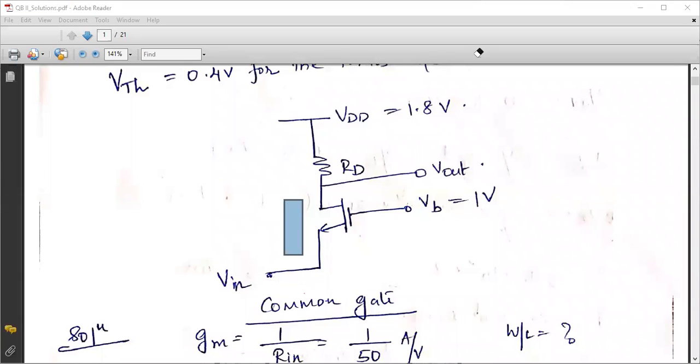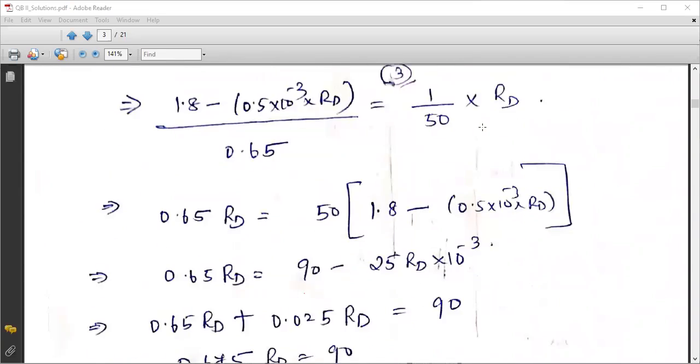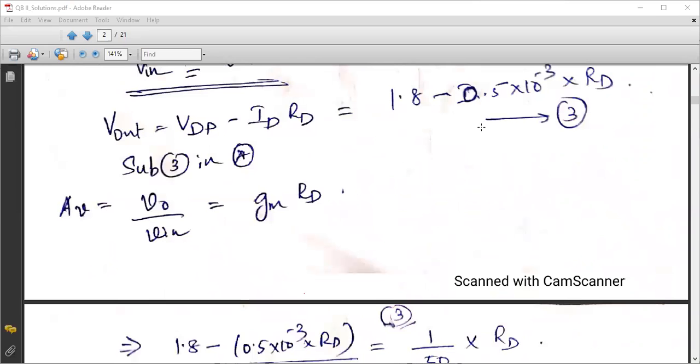VDD minus ID RD, sir. Very good. V out is nothing but VDD minus ID RD. If you subtract the drop across RD from the supply voltage VDD, you will get the expression for V out. So write that equation, VDD minus ID RD, and substitute all the parameters, where RD is unknown to you.